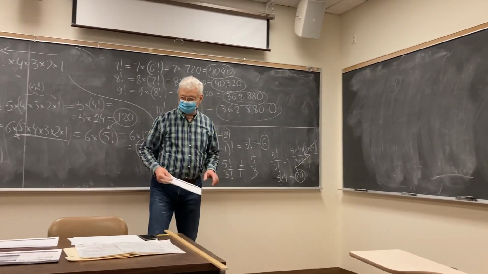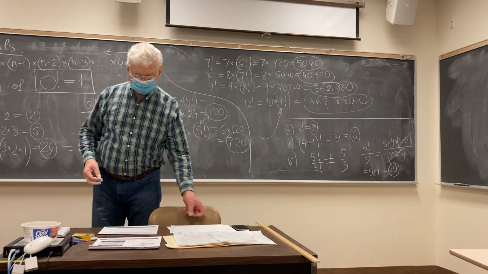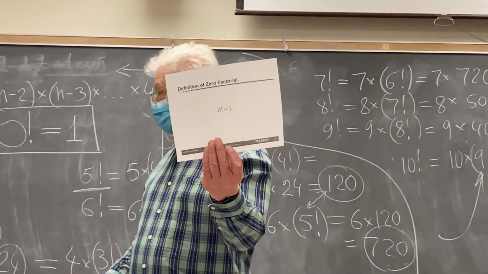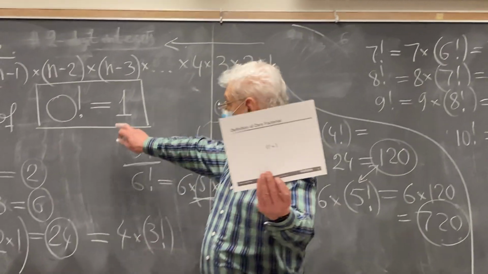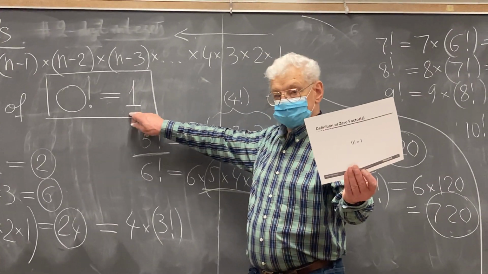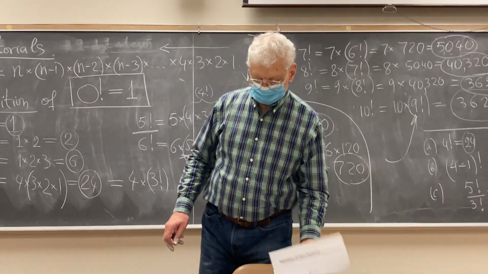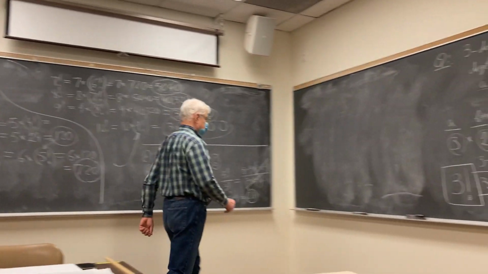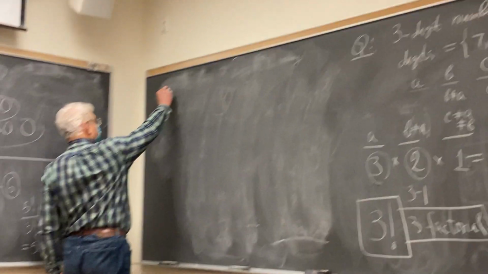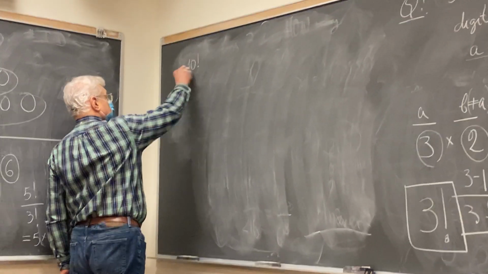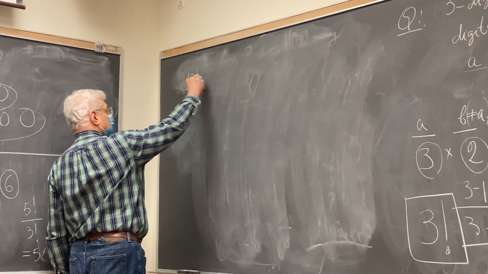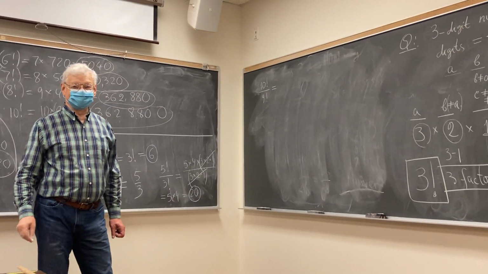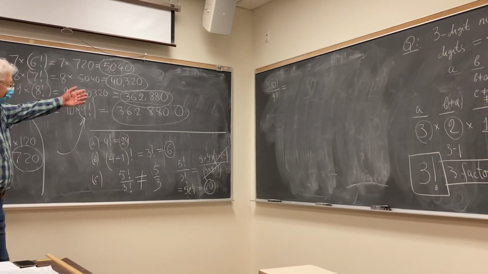Okay, now I'll show you my own example. The next page tells you that 0 factorial is equal to 1. Please remember that. Okay, I'll show you my own example. So for example, what is 10 factorial divided by 9? Okay, who could tell me? What is the answer? Look here at the table.